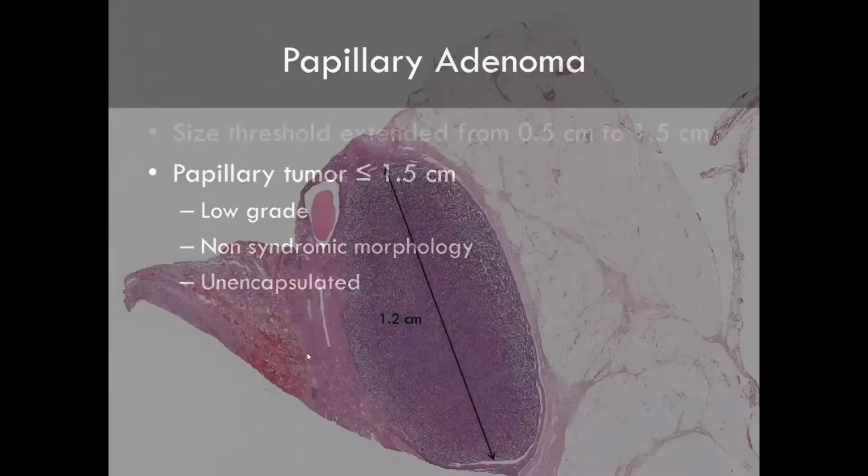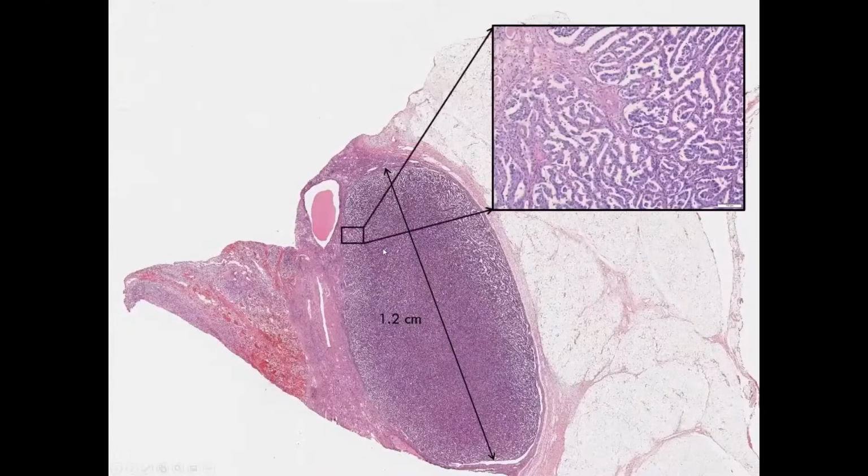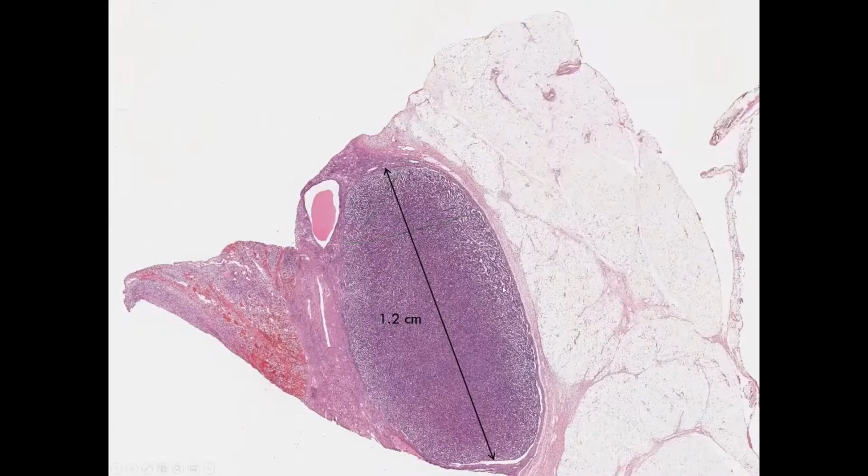So here's this example that I showed you earlier. If you look at it in higher power, you can see that there is no capsule here, and then it has got a very clear low-grade morphology. So these papillary, tubulopapillary structures lined by a single layer of cells, very bland appearing. So it has to be like that for you to call it an adenoma. Anything that looks like a higher grade, we do not call papillary adenoma even when it's less than 1.5 centimeters.